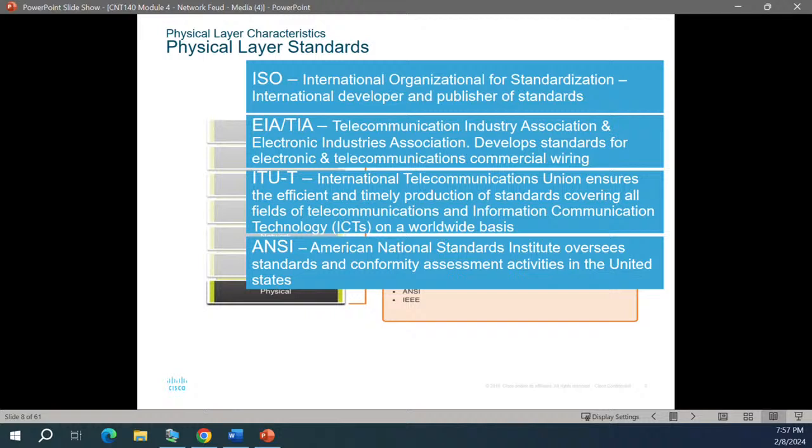I want you to think about how this applies to the OSI model. It's the same at the network layer. I can't just say, you know what?